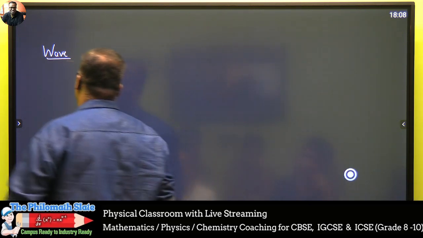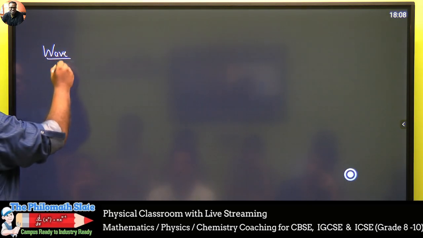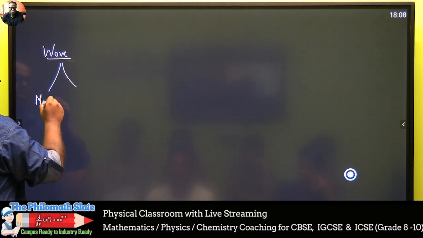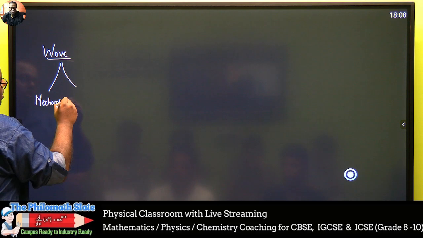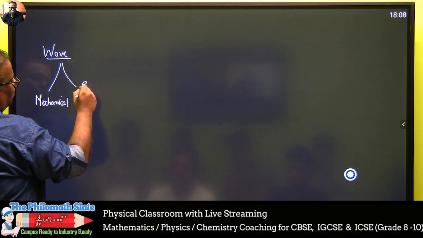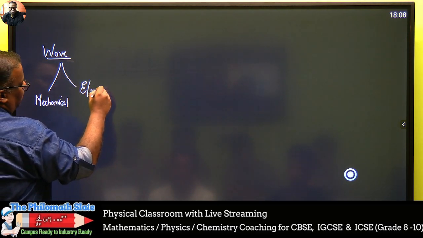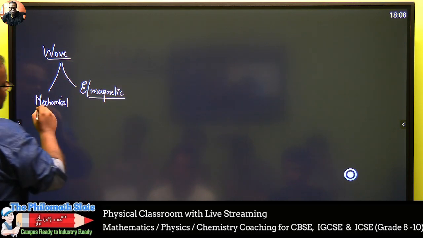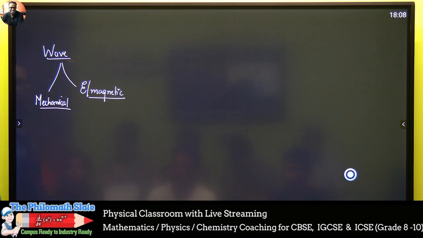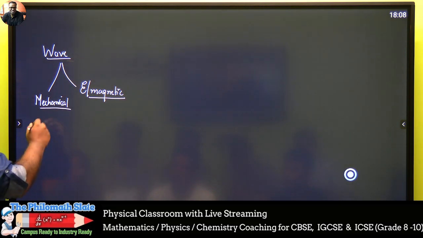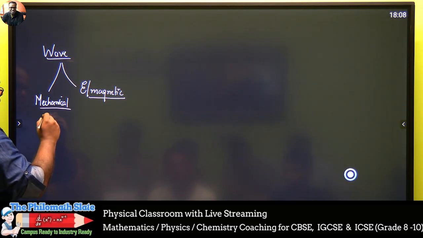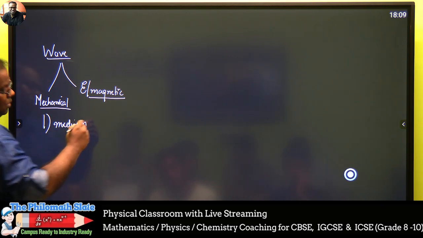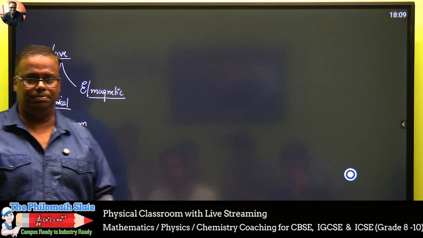Now let's look at wave patterns. What are the different types of waves? Two patterns we usually study: one is called mechanical wave and another is called electromagnetic wave. This is one type of classification. These are all grade 9 stuff. Mechanical waves, what are mechanical waves? Those waves which always need a medium to travel. Without a medium the wave cannot go.